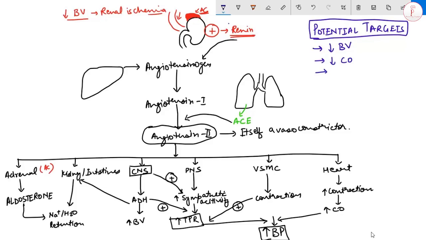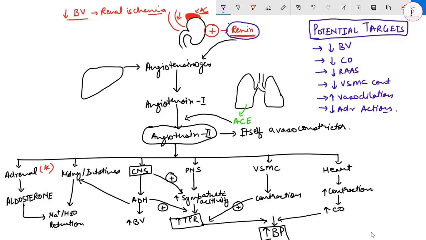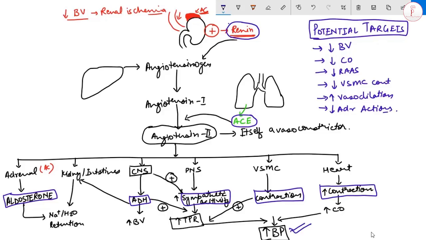Now we will see what are the potential targets that we can modify for preventing hypertension, or for preventing the symptoms or the morbidities that are associated with hypertension. We can reduce blood volume, cardiac output can be reduced, RAS activation can be reduced, vascular smooth muscle cells should be relaxed, there should be increased vasodilation, and reduced adrenaline action. So these are potential targets. We can target renin, ACE, aldosterone. Along with this, we can target ADH, antidiuretic hormone. We can target the sympathetic activity, the smooth muscle contraction, and the contraction of the heart. So this will be regulating our blood pressure, right? So let's move ahead now.